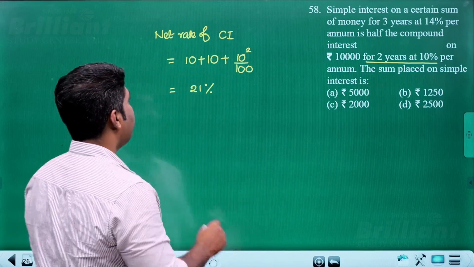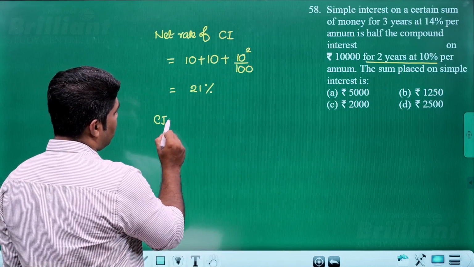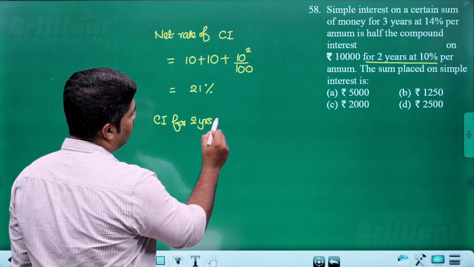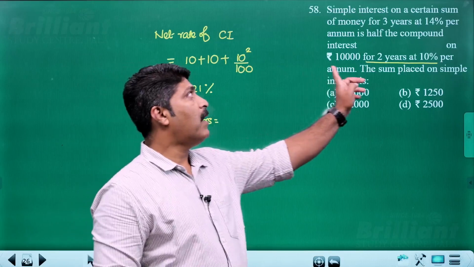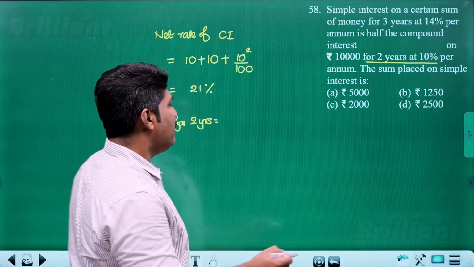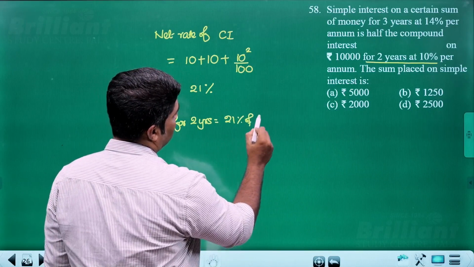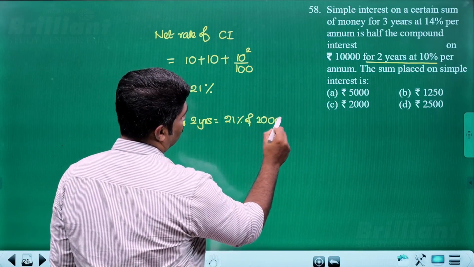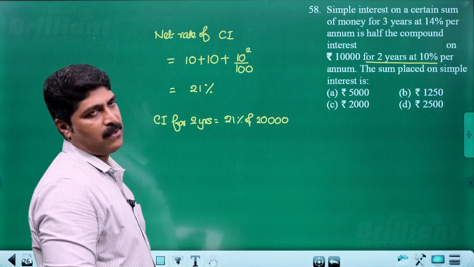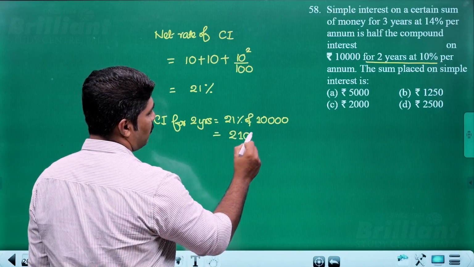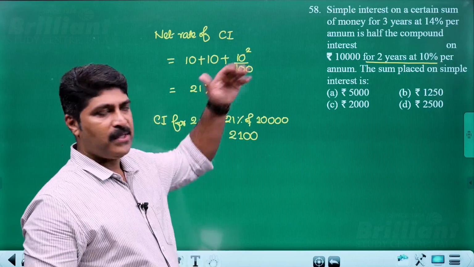Therefore, we have to find out what is the compound interest for 2 years on this amount 10,000. Therefore, that's simple. This is 21% of 10,000. 21% of 10,000, that's equal to 2,100. Rupees 2,100. Then move to the first step.